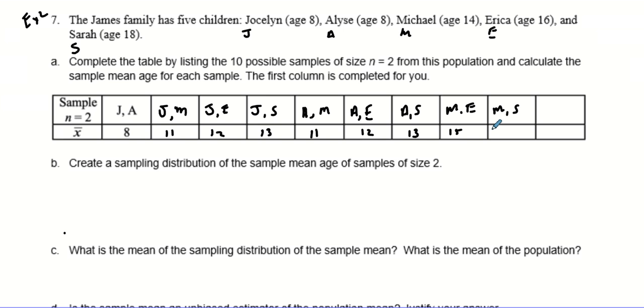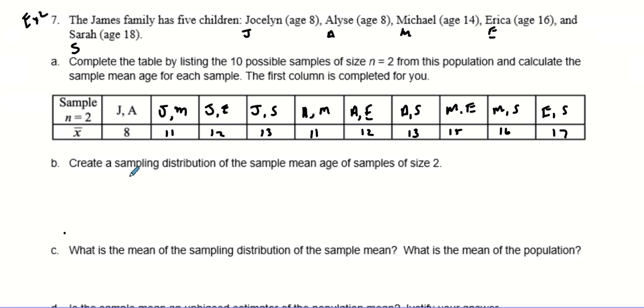And you're probably maybe doing this a little faster, but I'm just filling this out as we go through. Fast forward this if you want. And then finally, we're going to have Erica and Sarah. And so we have 16 plus 18. We'll divide that by 2, and we got 17. All right, and we can see those.